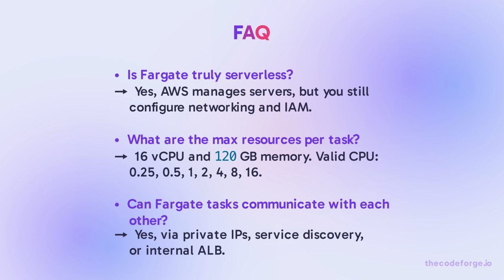And a few frequently asked questions. Is Fargate truly serverless? Yes, Amazon Web Services manages servers, but you still configure networking and identity and access management. What are the max resources per task? 16 vCPU and 120 GB memory. Valid CPU values: 0.25, 0.5, 1, 2, 4, 8, 16. Can Fargate tasks communicate with each other? Yes, via private IPs, service discovery, or internal ALB.